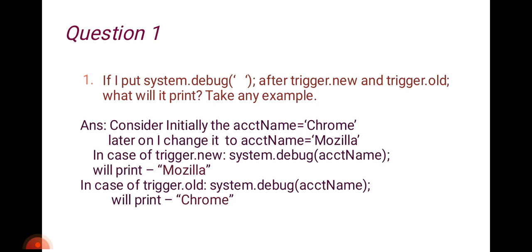according to me, number 1, answer for the first question is, consider initially the account name is equal to Chrome, and later on I change it to account name equal to Mozilla. Now in case of trigger.new, system.debug account name will print Mozilla, and in case of trigger.old, system.debug account name will print Chrome.